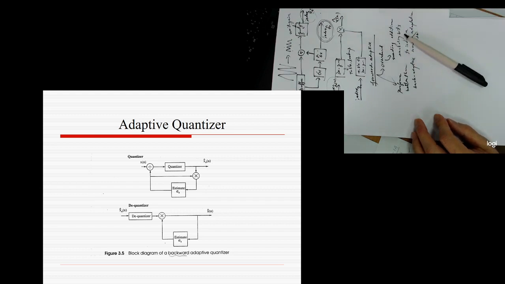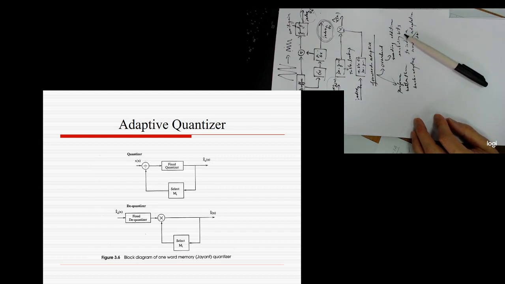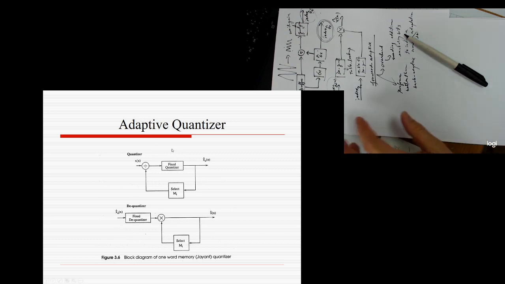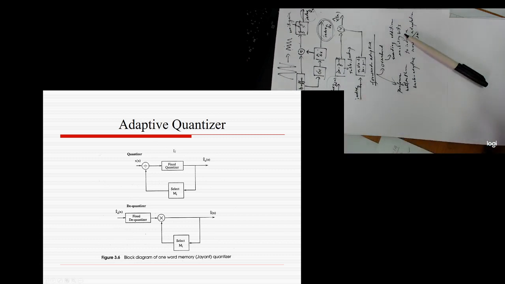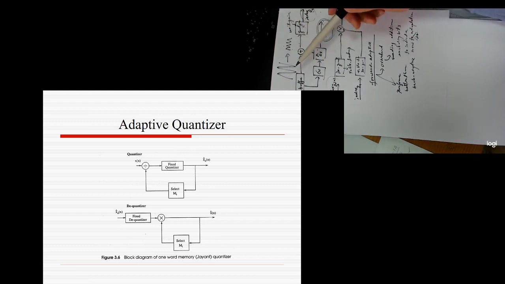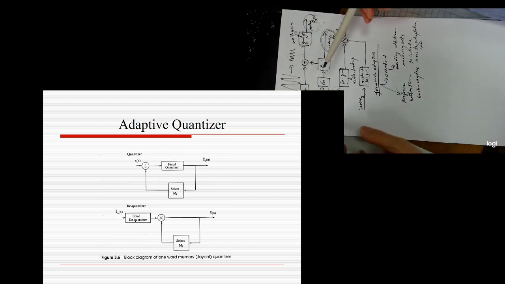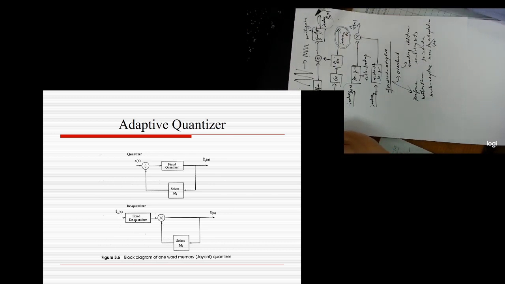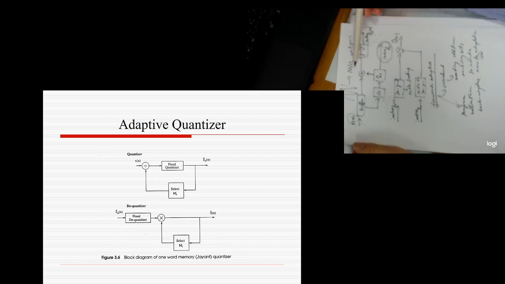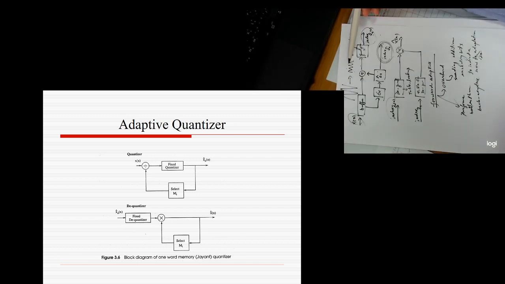Okay, so this one is the adaptive quantizer. The first adaptive quantizer is based on signal dynamic range. So we estimate the standard deviation, and divide the original signal by the standard deviation, so the signal variation becomes unity gain. So we can design a unity gain quantizer.